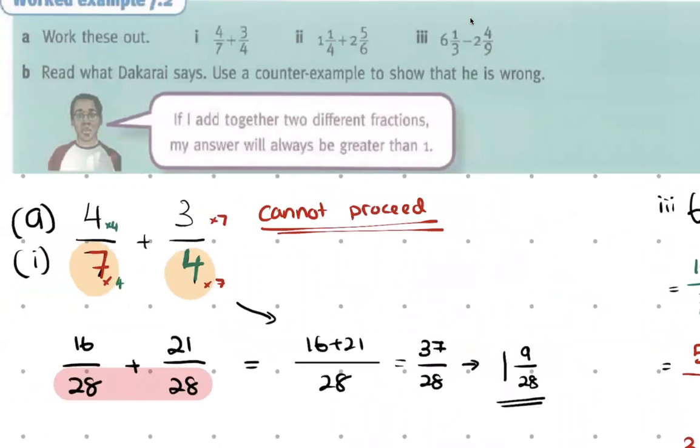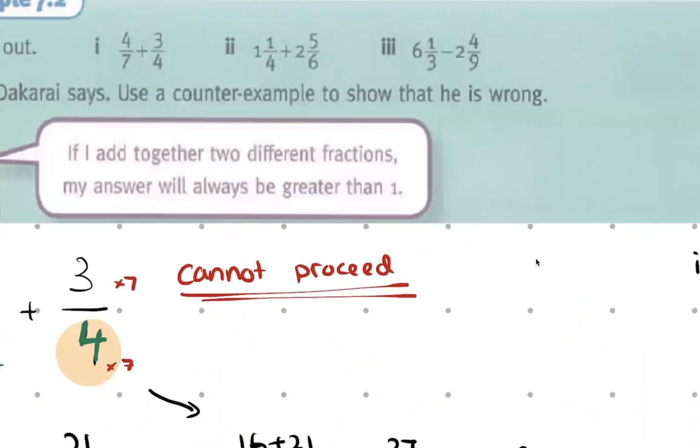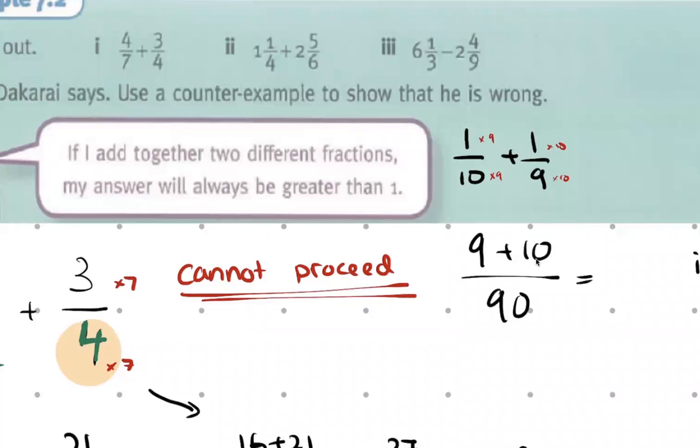We look at the last one here. Dakarai said that we should use a counter example to show that he's wrong. If I add together 2 different fractions, my answer will always be greater than 1. Well, not necessarily. 2 different fractions, I can use 1 over 10 plus 1 over 9. Definitely not greater than 1. So I change it and I show it to you. Times 9 times 9, times 10 times 10. I get 9 plus 10 over 90 is 19 over 90. Less than 1.